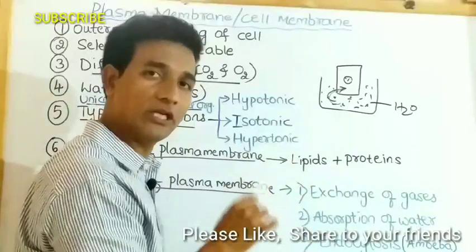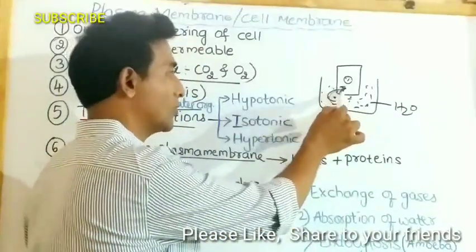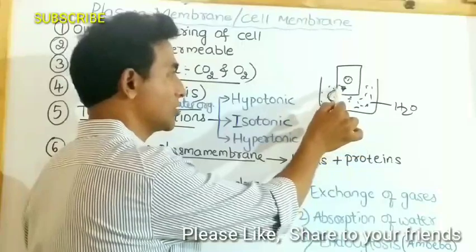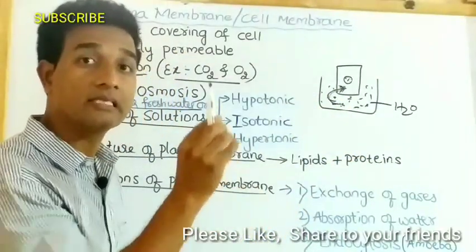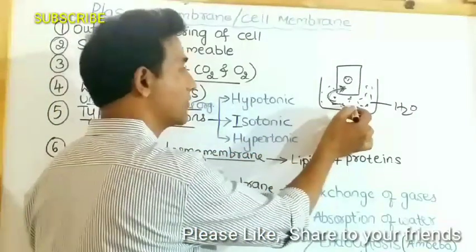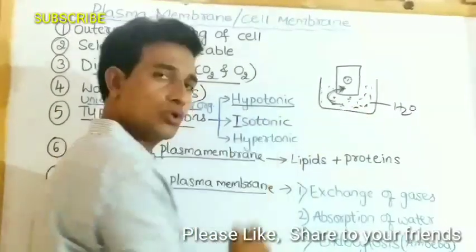It contains some solutes, so there will be less water. So from the region of higher concentration to the region of lower concentration, water enters inside. So the cell swells. And this type of solution is called a hypotonic solution.